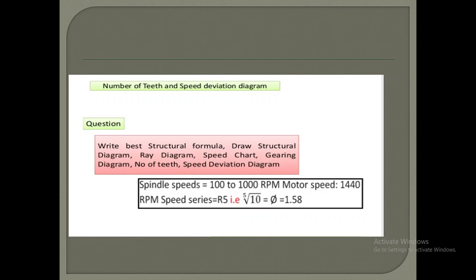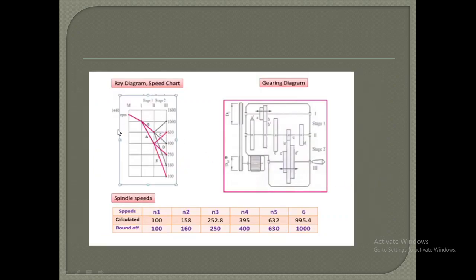First, see, I have taken one example. The spindle speed is given as 100 to 1000 rpm. Motor speed is given as 1440 rpm. And the speed series is given as R5. Means indirectly you have given the value of the geometric progression ratio. How to calculate? We have seen one numerical: 5th root of 10, then this value will be 1.58. Then see directly here the calculation of that is shown.